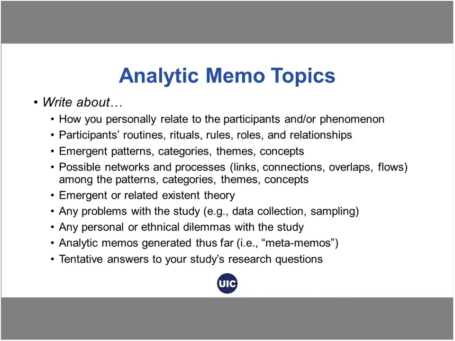What are the emergent patterns, categories, themes, and concepts? What are the possible networks and links between my data or between my codes? What's emerging as something new, and what is emerging that relates to theory that already is out there? How can I frame my data based on theories that others have already discovered? Are there any problems with my data? And this is that process memo that I was talking about.